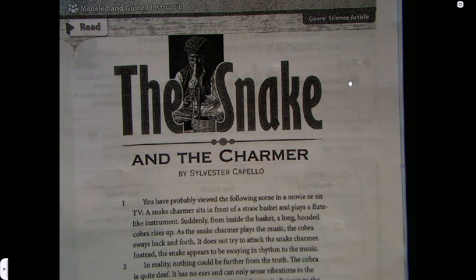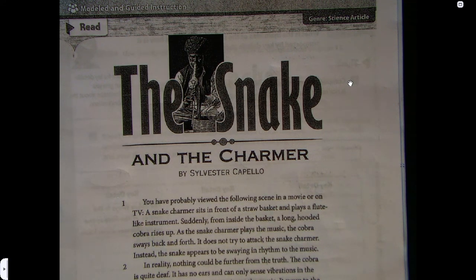The title and the picture are supposed to help us activate any background knowledge we have about the topic. The topic seems to be snake charming. Do you know anything about snake charming? Have you ever seen that on TV or a movie or anything like that? So we're going to activate any of that knowledge. Maybe we know nothing about this and we have never heard of snake charming before. That's okay too. That's just going to prepare my brain.